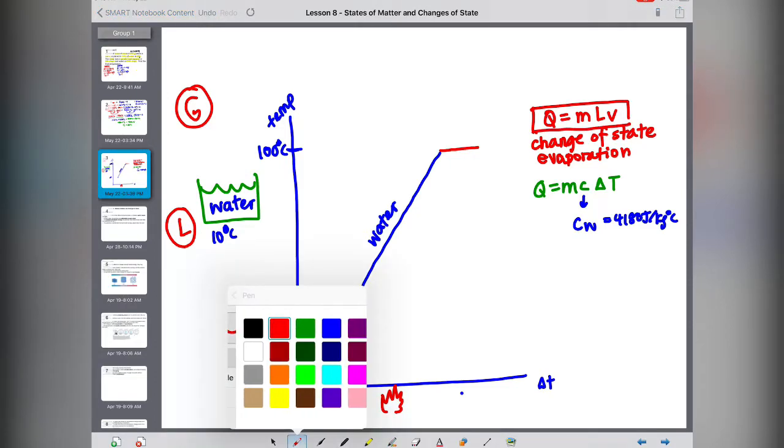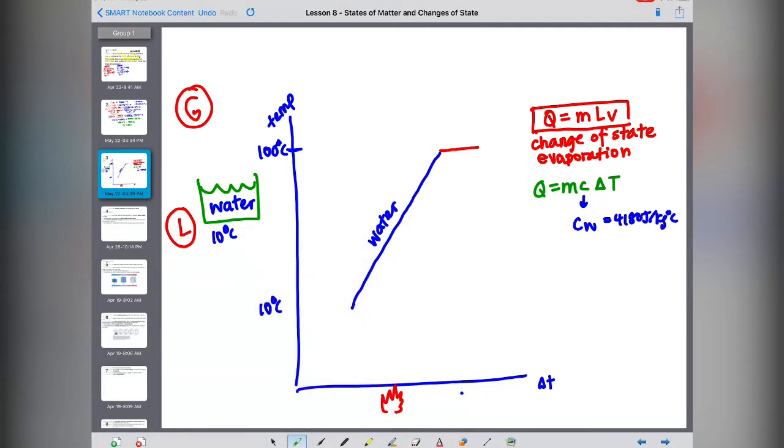And then after all the water has been turned into gas, the temperature is going to go up. My heating curve is back to normal, but now instead of water, it is steam. I am now able to use the old equation, Q equals mc delta T, but the problem is my c is no longer 4180. I now need to use the specific heat capacity for steam.